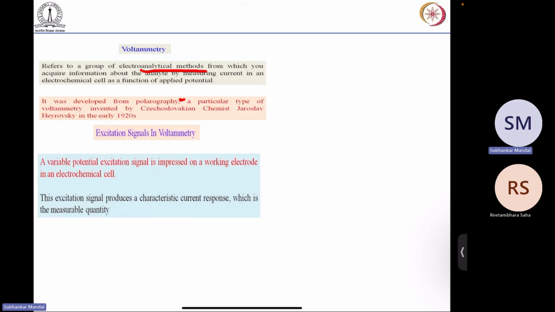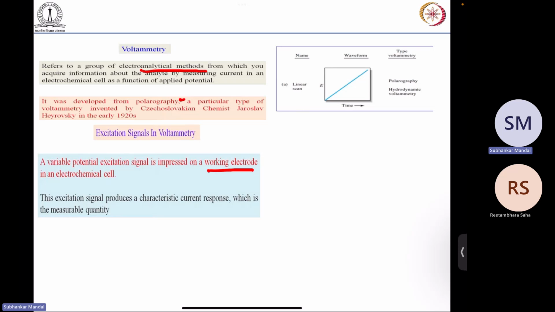So what is the variable excitation signal in voltammetry? Basically, you excite the analyte with a variable potential on the working electrode. You have different types of electrodes, like the working electrode, reference electrode, and counter electrode. You apply the potential on the working electrode, and this excitation will excite your analyte and give a current, and that current response is measured as a function of voltage or as a function of time.